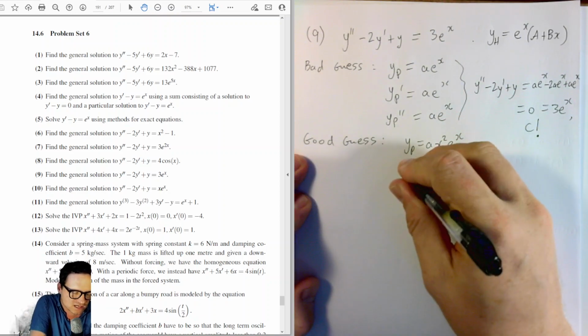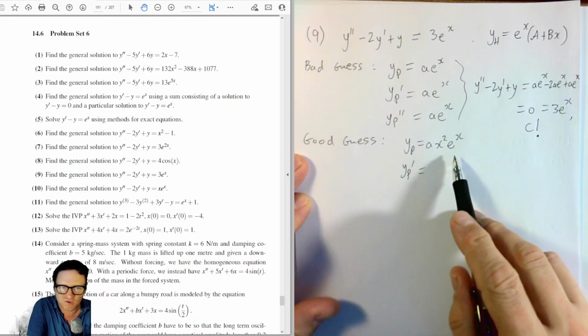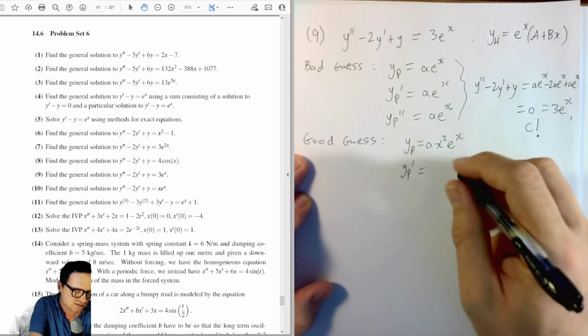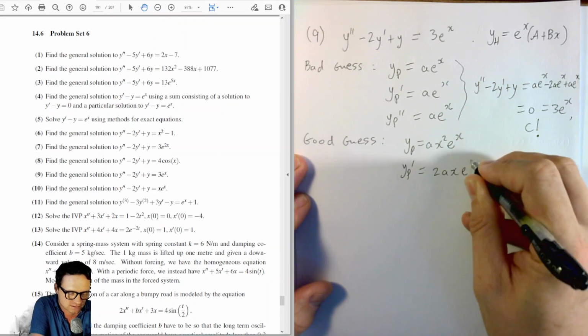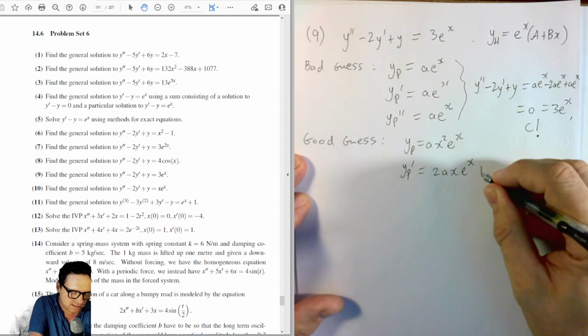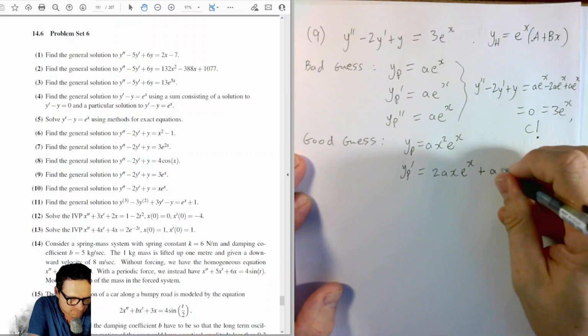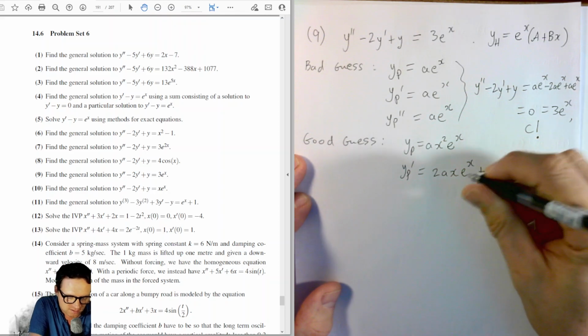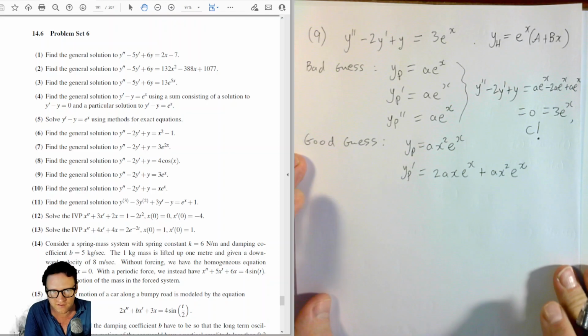Okay, so differentiating this, we have yp dash is, now we need to use the product rule on this. Differentiating the first one, we have 2ax times the other one, and then let's swap those around. So we get ax squared times the derivative of e to the x, which is e to the x. Okay, so here's our first derivative.